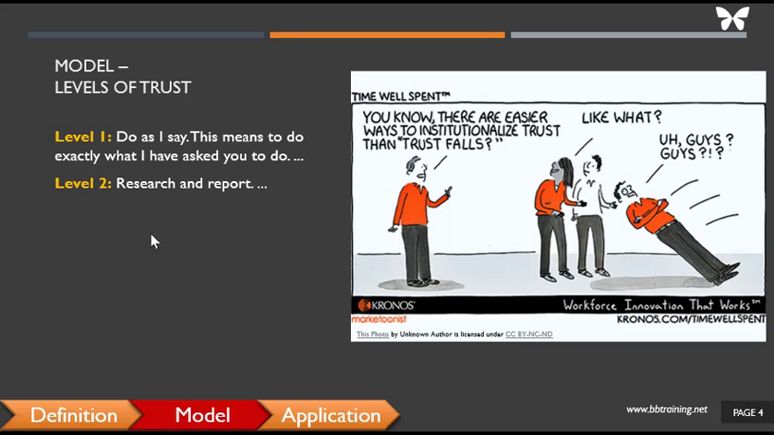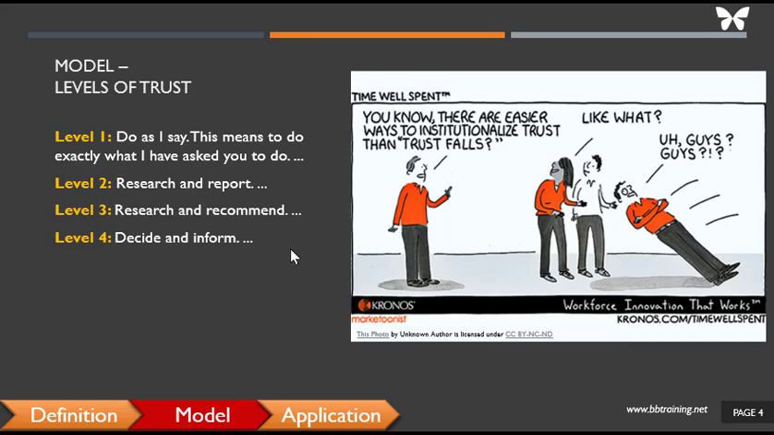Now, after a while, I may elevate you to level 2, which says research and report. Please research and report and let me know how you would move forward, how we should move forward. But as you can see, I still don't trust you that much. So from report, now we are moving to a higher level of trust, where we're saying research and recommend, which means now that you have been with us, now that you have been doing certain things, you have achieved a level of recommendation. But still, I'm not letting you do all things.